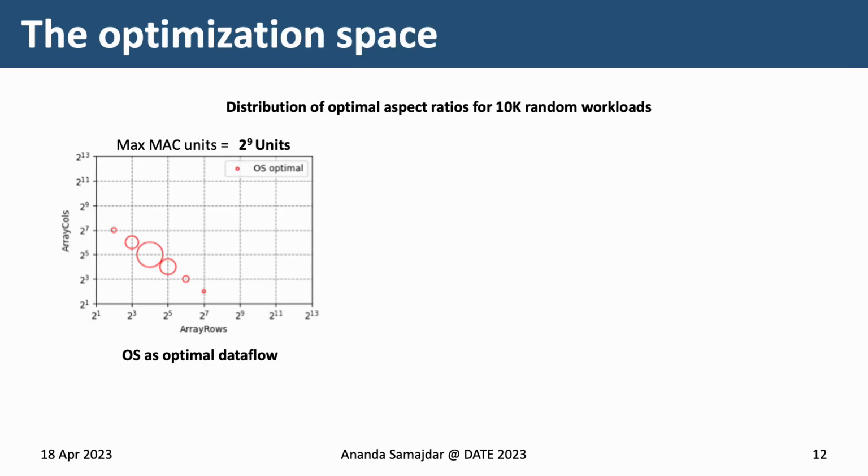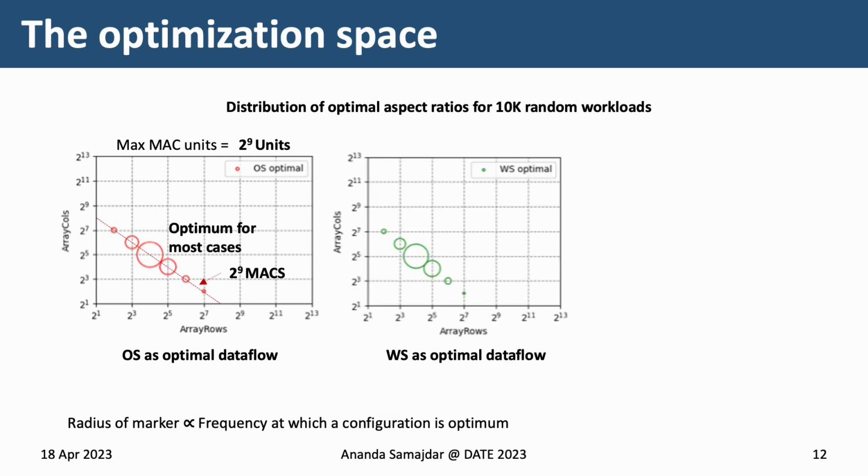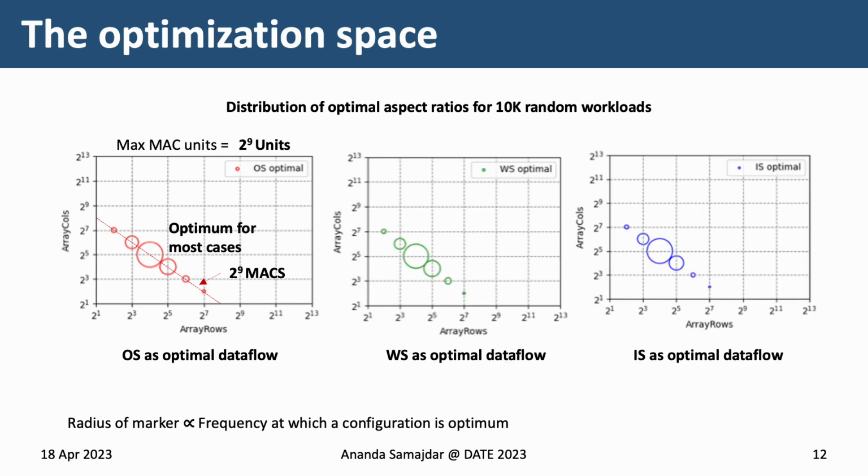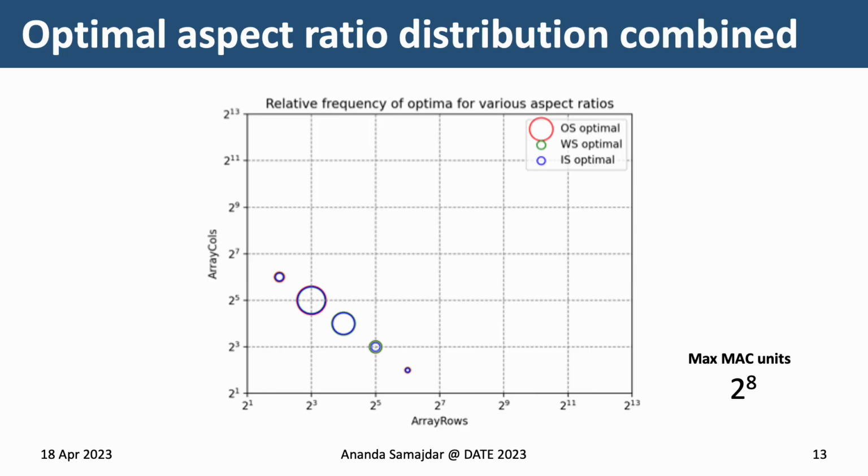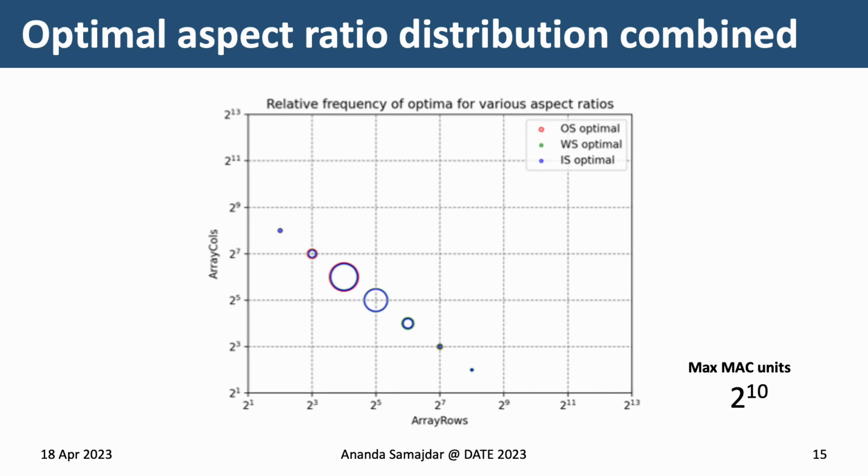Consider this chart of optimal array dimensions for 512 MAC units with output stationary data flow. We plot the distribution of the optimal array shapes for 10,000 workloads as circles, where the size of the circle depicts the relative frequency at which the given shape is optimal. We plot similar distributions for weight and input stationary data flows. When the charts for the 3 data flows are superimposed and the maximum array size is varied, an interesting pattern emerges.